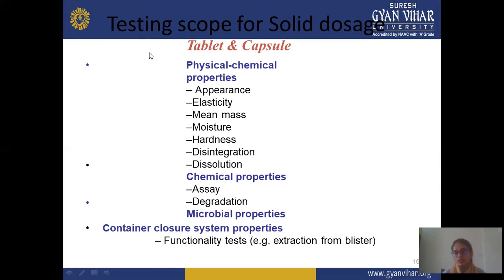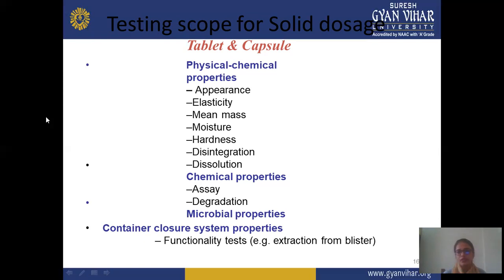Next is dissolution rate. Dissolution rate is also important for both tablet and capsule. After disintegration, dissolution takes place. In dissolution, you can check how much drug is released from your formulation for a particular effect, or how much percent of drug is released from your formulation.